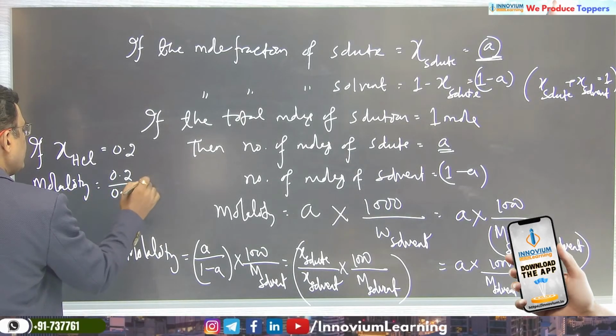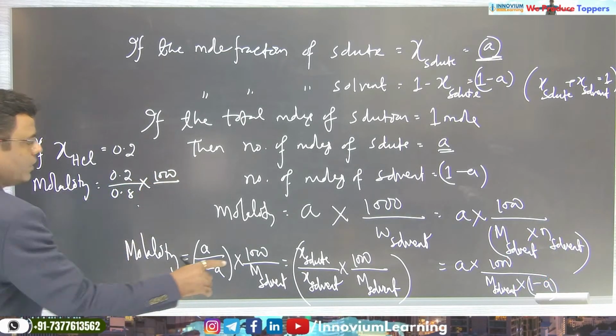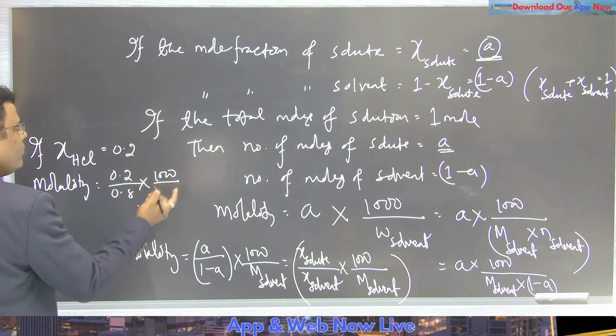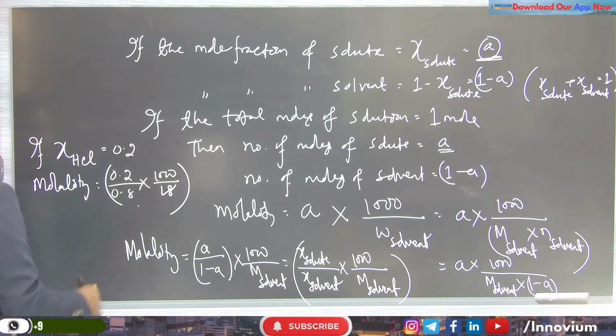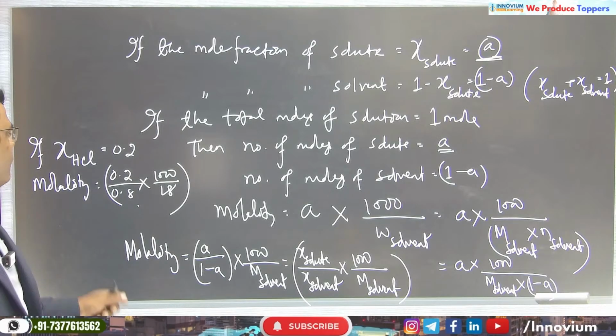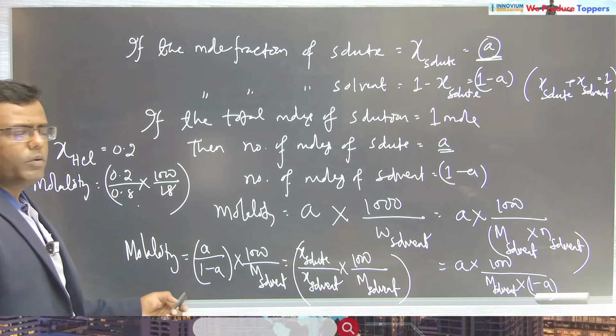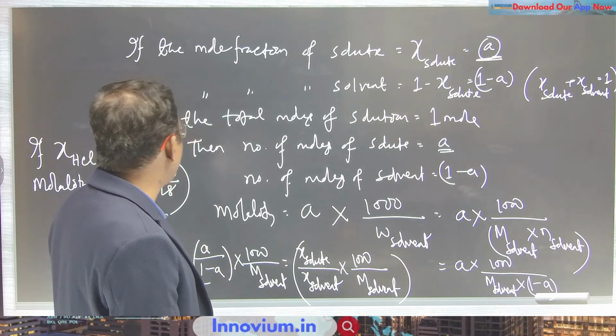So this is 0.8 multiplied with 1000. What is the molar mass of solvent? Solvent is nothing but H2O here. That molar mass is 18. So simplifying this, easily you can get the result for molality. So this is another important expression to find out molality.